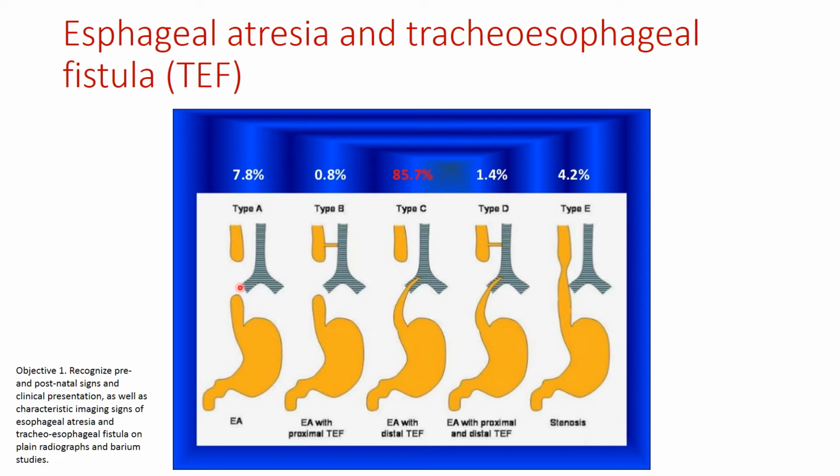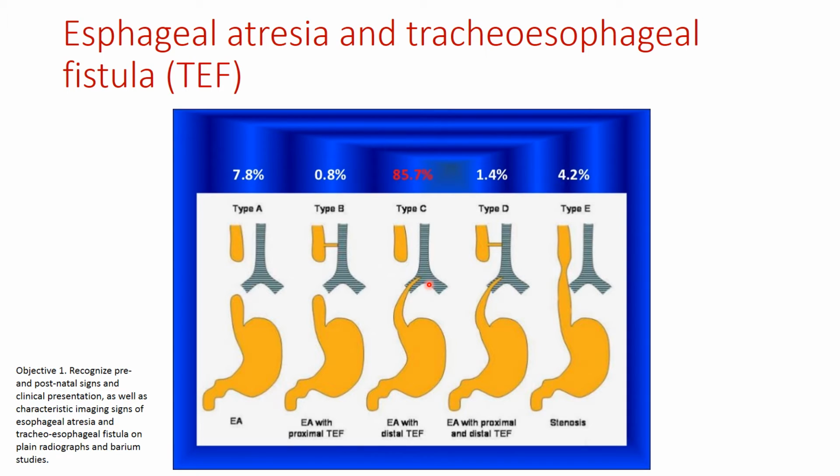You're also not going to get any air into the stomach because there is no communication between the trachea or the proximal esophagus. Babies swallow a lot of air, but in this case, if the baby swallows air, it can't get into the stomach. So they're going to have an airless stomach.